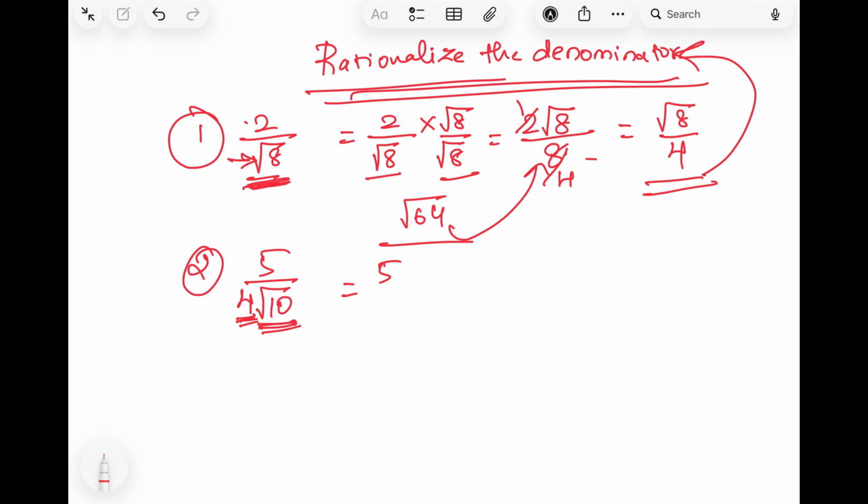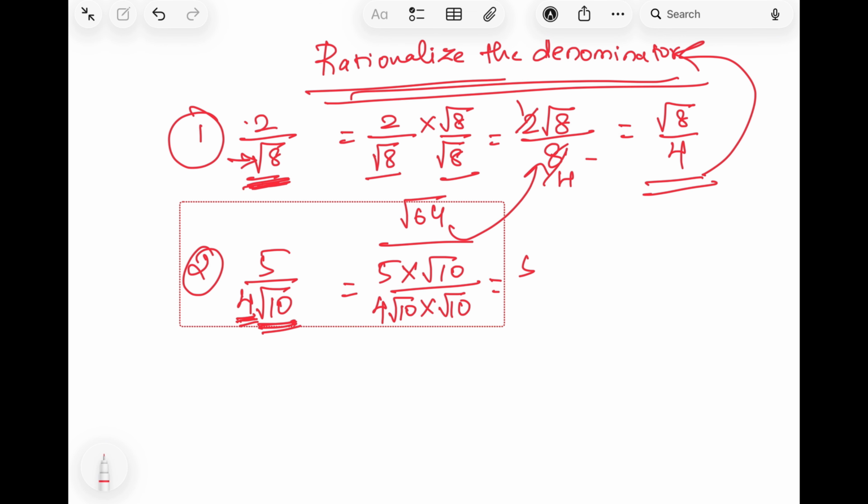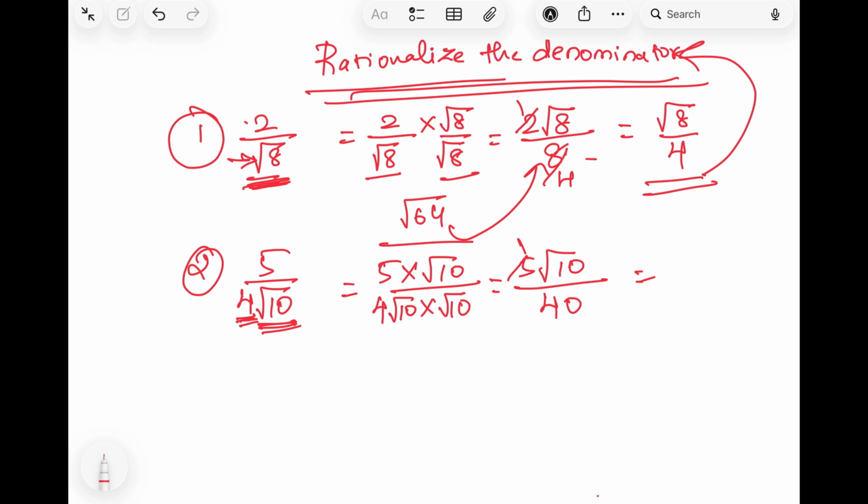So what I'll do again: 5 into root 10 upon 4 root 10 into root 10. In the numerator I get 5 root 10, and in the denominator, as I told you, root 10 into root 10 will give me 10. 4 tens are 40. Now can I simplify it? Yes. So my answer becomes root 10 upon 8. So these are the two types of rationalizing the denominator. If there is a single term, there can also be rationalizing with multiple terms in the denominator which are separated through plus or minus sign.